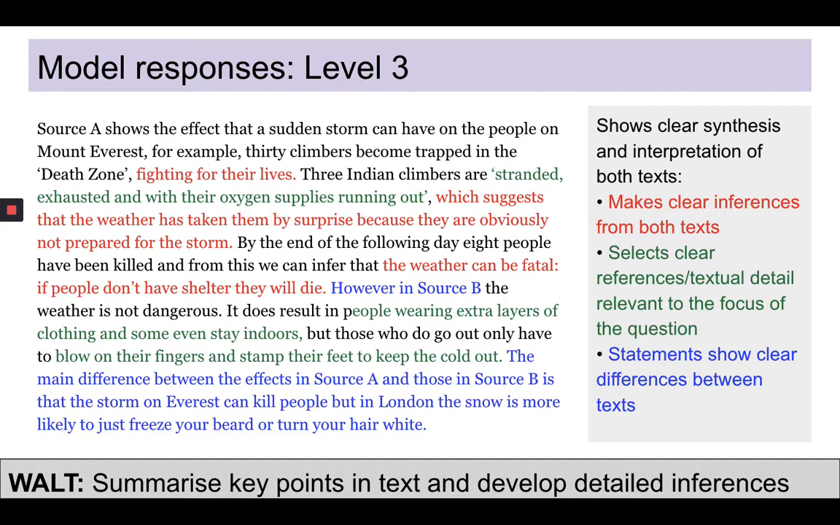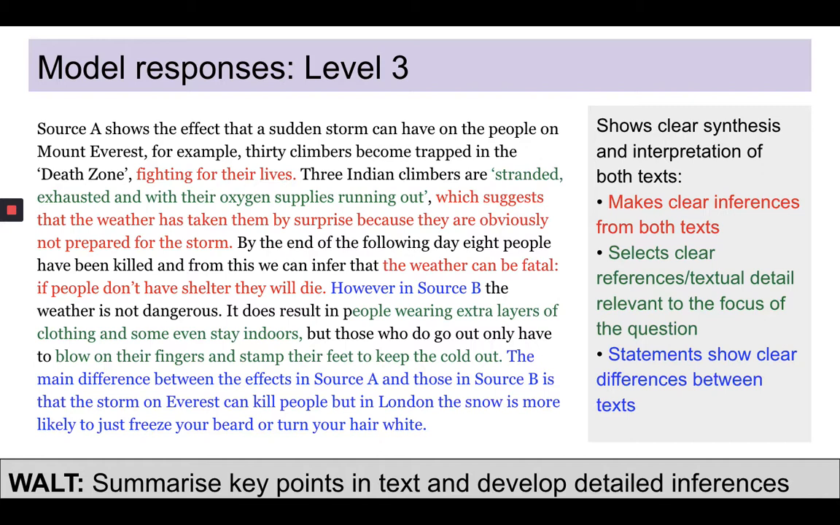Source A shows the effect that a sudden storm can have on the people of Mount Everest. For example, 30 climbers became trapped in the death zone, fighting for their lives. 3 Indian climbers are stranded, exhausted, and with their oxygen supplies running out, which suggests that the weather has taken them by surprise because they are obviously not prepared for the storm. By the end of the following day, 8 people have been killed, and from this we can infer that the weather can be fatal. If people don't have shelter, they will die.